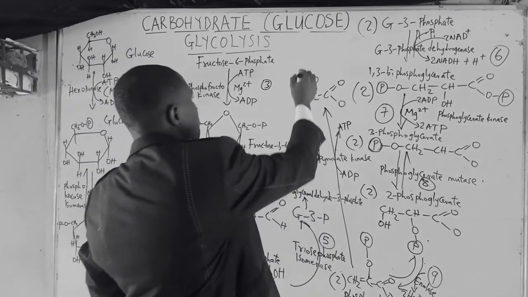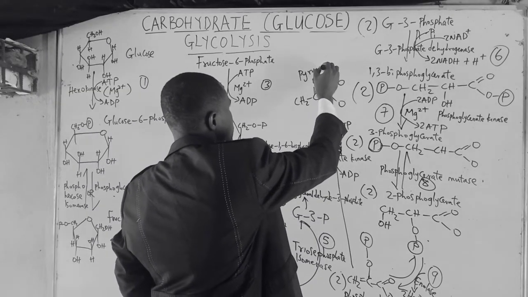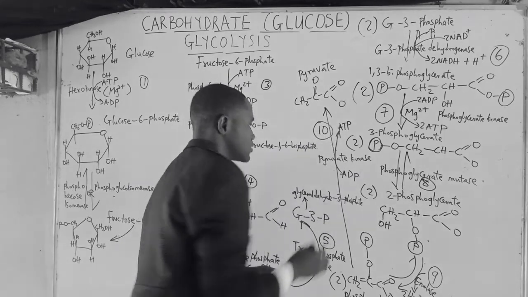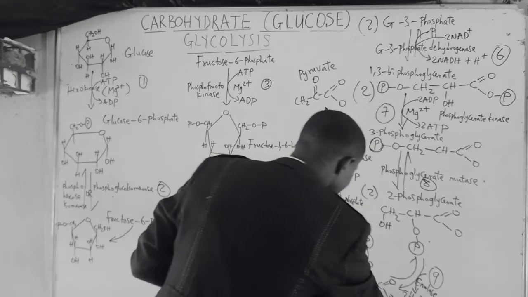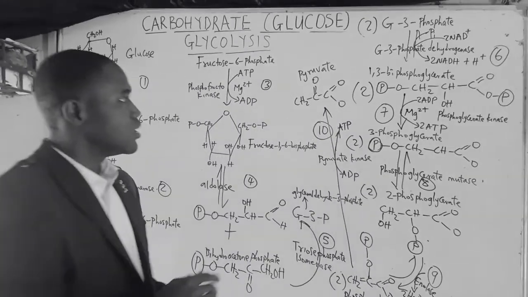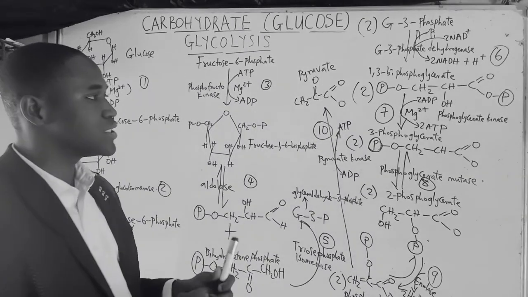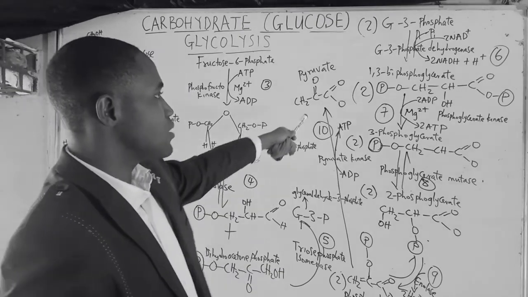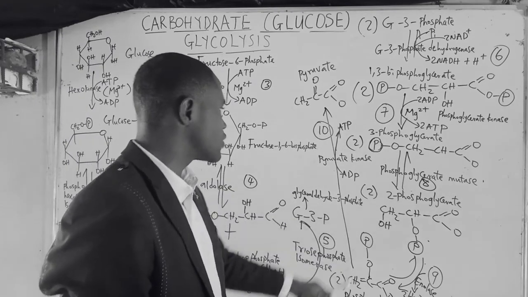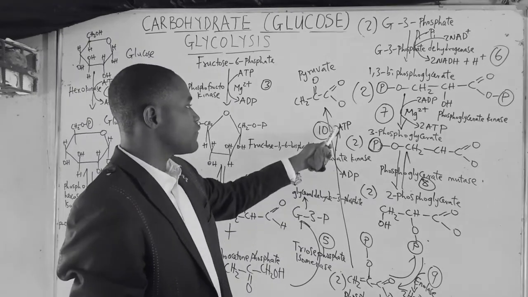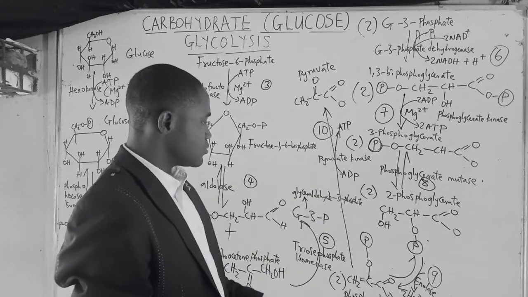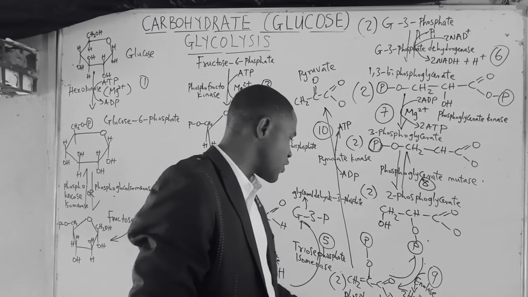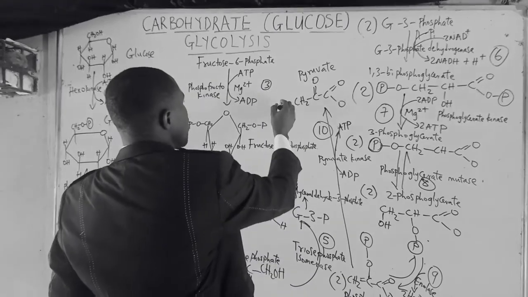This is called pyruvate. That is the last stage of this. So this is the ninth stage and this is the last stage. This is what happens in the glycolytic pathway. This is called pyruvate and it occurs by an irreversible process. Now here there is production of ATP, then here enolase and the production of water and phosphoenolpyruvate, and this will be two molecules.